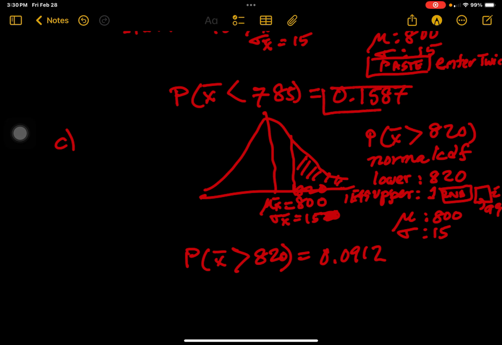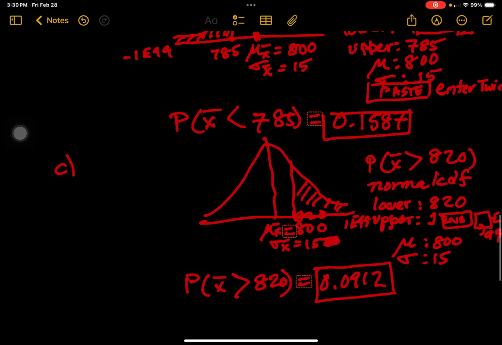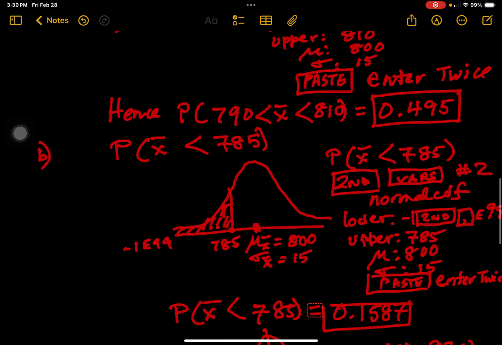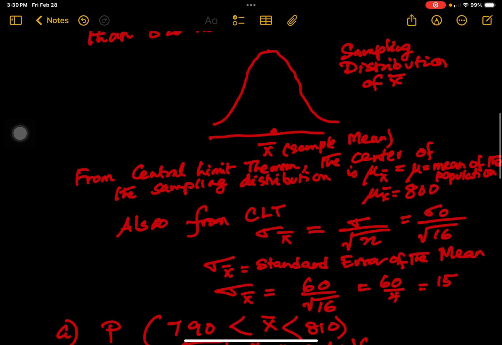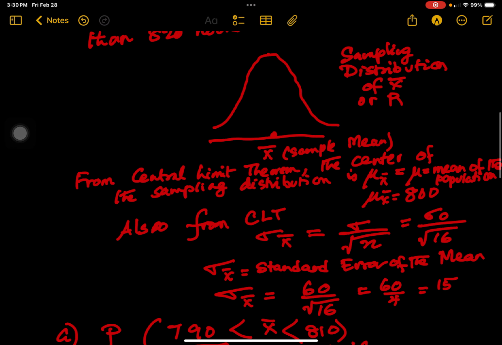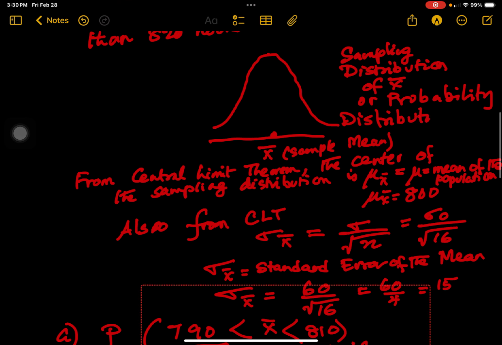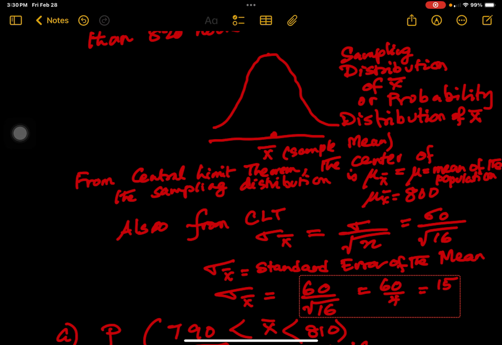So I just highlight the answer for part B and part C. So this is the end of my presentation, but I wanted to give you some important tips. The first tip is to remember that this is a sampling distribution problem. What is a sampling distribution? It is the probability distribution of x bar. That means we have x bar on the horizontal axis and probability or relative frequency on the vertical axis.